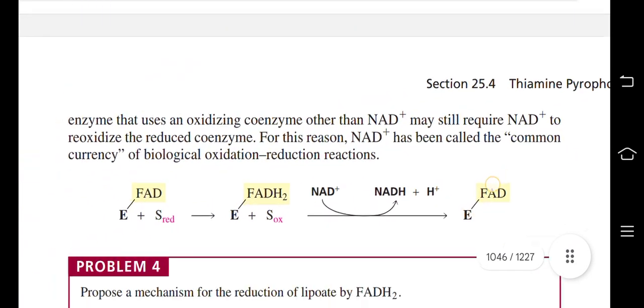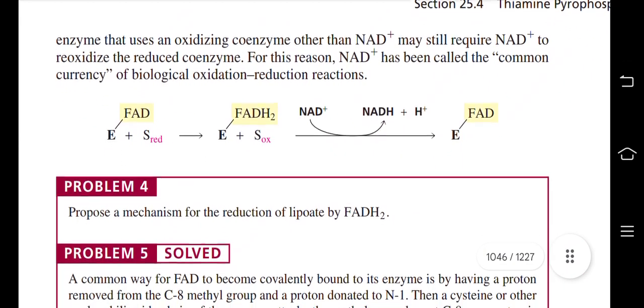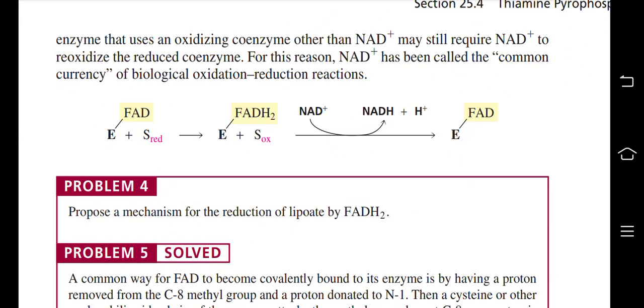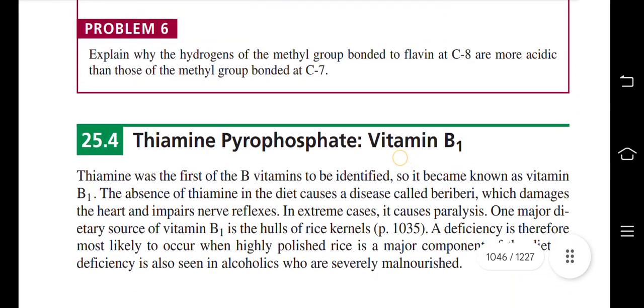Therefore, an enzyme that uses an oxidizing coenzyme other than NAD positive may still require NAD positive to reoxidize the reduced coenzyme. For this reason, NAD positive has also been called the common currency of biological oxidation reduction reactions.